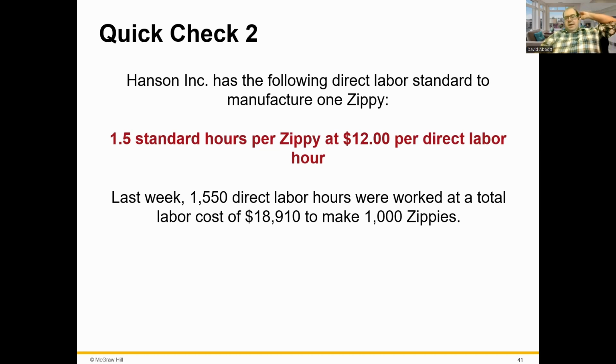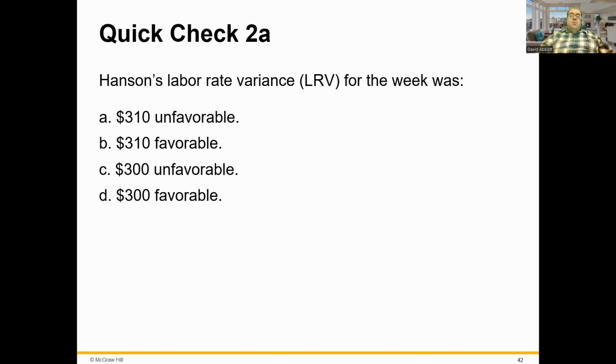So Hansen Inc. has the following direct labor standard to manufacture one Zippy. So we have 1.5 standard hours per Zippy at $12 per direct labor hour. Last week, 1,550 direct labor hours were worked at a total labor cost of $18,910 to make 1,000 Zippies. So what is the direct labor rate variance for the week?